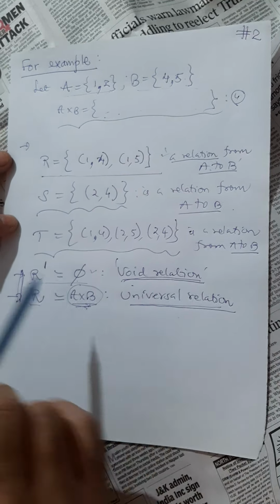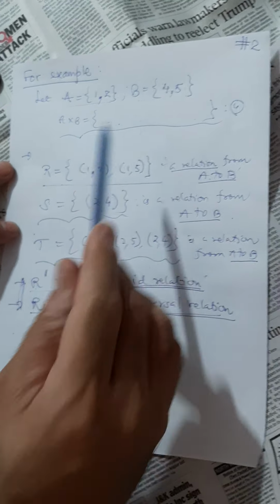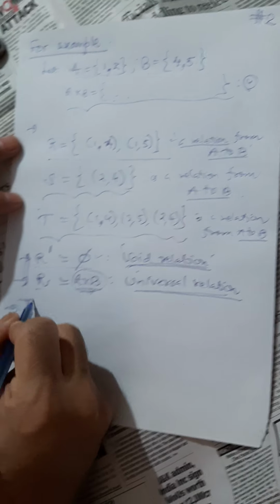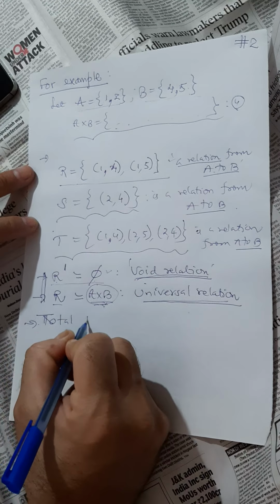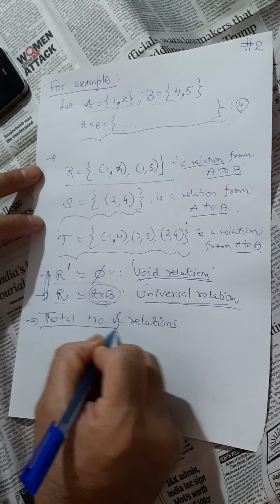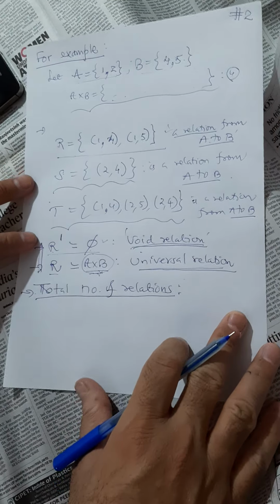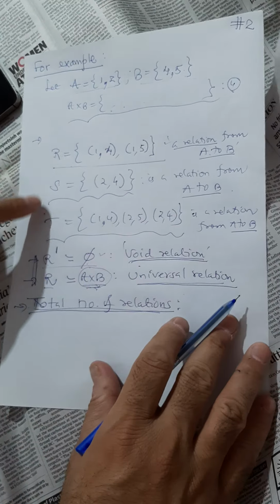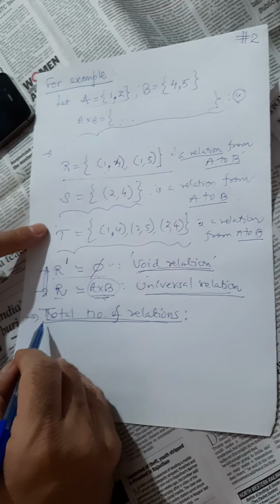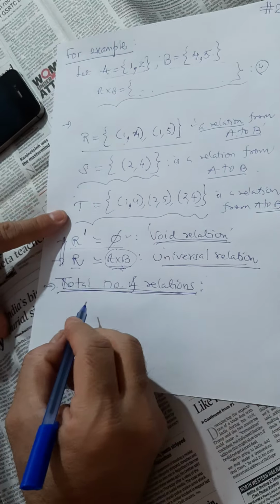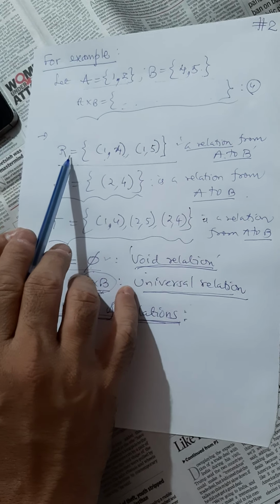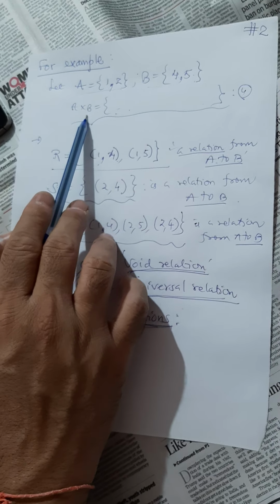Now the question arises: how many such relations can you form if you are given A and B? Now you recall what a relation is. So the next point is the total number of relations. How many such relations can you form? You can take for example singleton 1 4 also, singleton 1 5 also, and so on. So you recall what a relation is: it is a subset of A cross B. So the total number of relations is as good as the total number of subsets of A cross B.